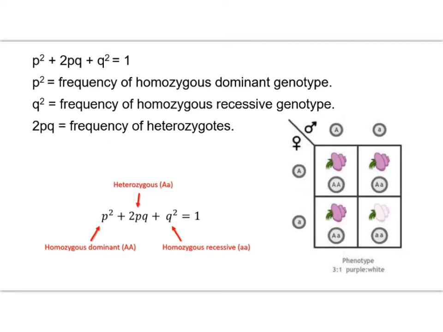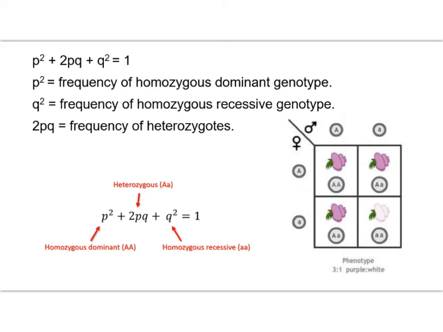So this could be represented here again. The frequency of big A's, homozygous dominants, is P squared. Remember, P from before was the frequency of the dominant allele. You've got 2PQ, the frequency of your heterozygotes, and you've got Q squared, the frequency of your homozygous recessives.